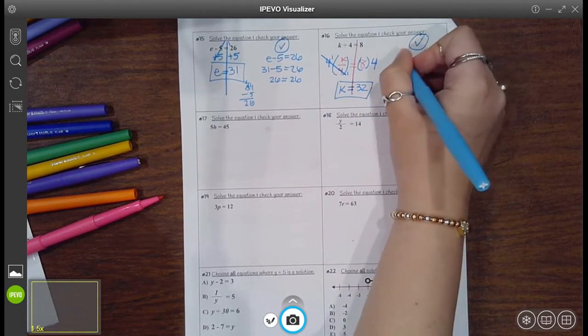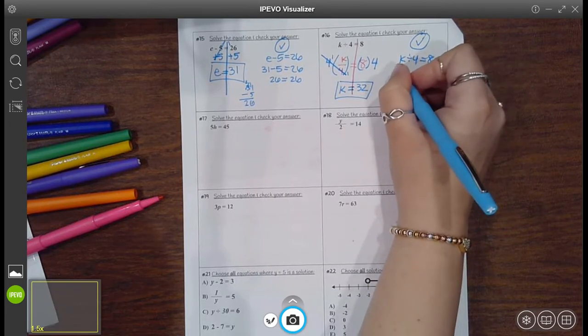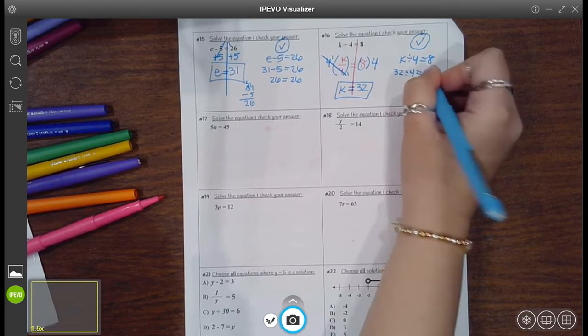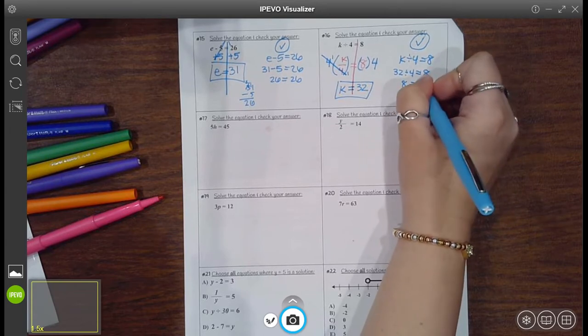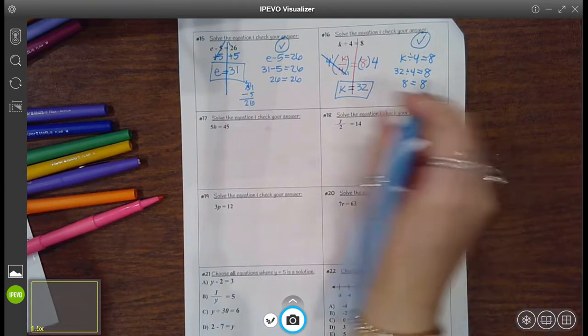Before you move on, just double check. And replace the k with 32 divided by 4 equals 8. 32 divided by 4 is 8. Bring down your equals, bring down the 8. That's a true statement, so you know that you're right.